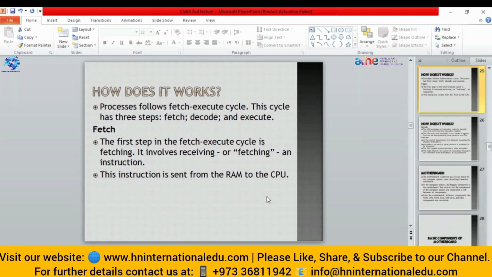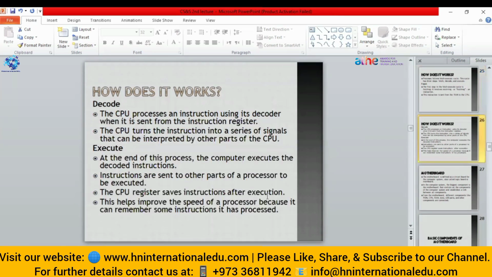Now that is the processing cycle of our CPU. There are different steps in that. First of all, we have to do the fetch, then decode and execute. Fetch means we have to take instructions from the input devices. It involves receiving or fetching the instruction, and these instructions will be sent from the RAM to the CPU. Now decode: as we know, the computer's language is 0 and 1, and the computer only understands 0 and 1.